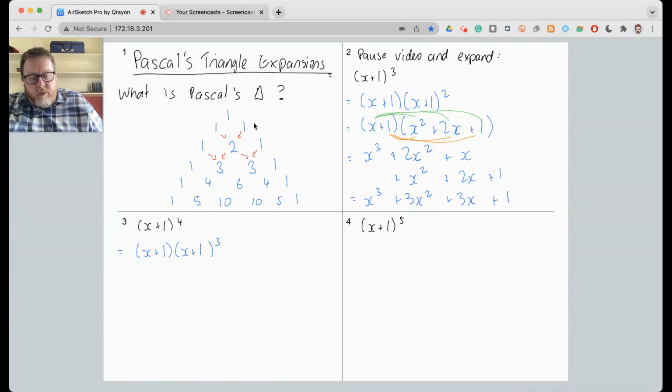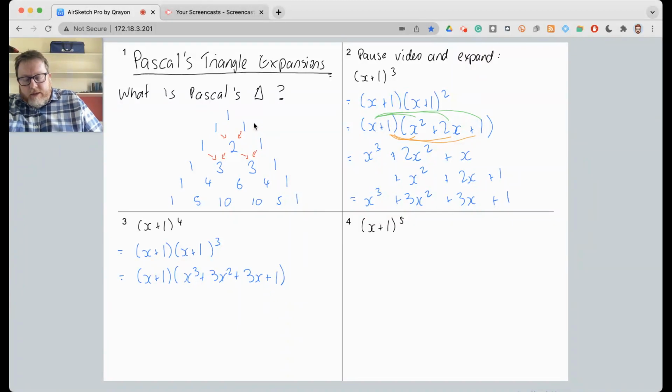But now I can use the result that I've just found to replace this expression here, and it makes my expansion a little bit better. So my next line would be x plus 1 multiplied by x cubed plus 3x squared plus 3x plus 1. And now I can expand that. I'll give you a moment to pause the video and come back once you're done.